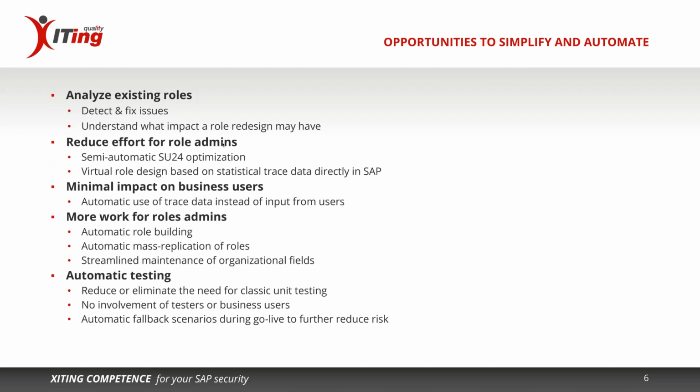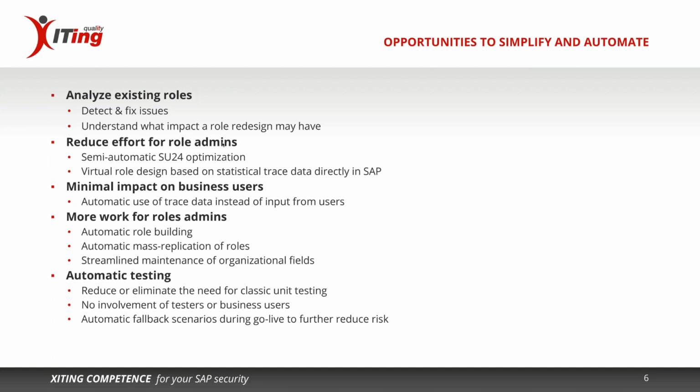And then we can pretty much either reduce or in many cases eliminate the need for classic unit testing. So instead of testing in queue, we can shadow your users in production and simulate how new roles would work for users without having to assign those roles.